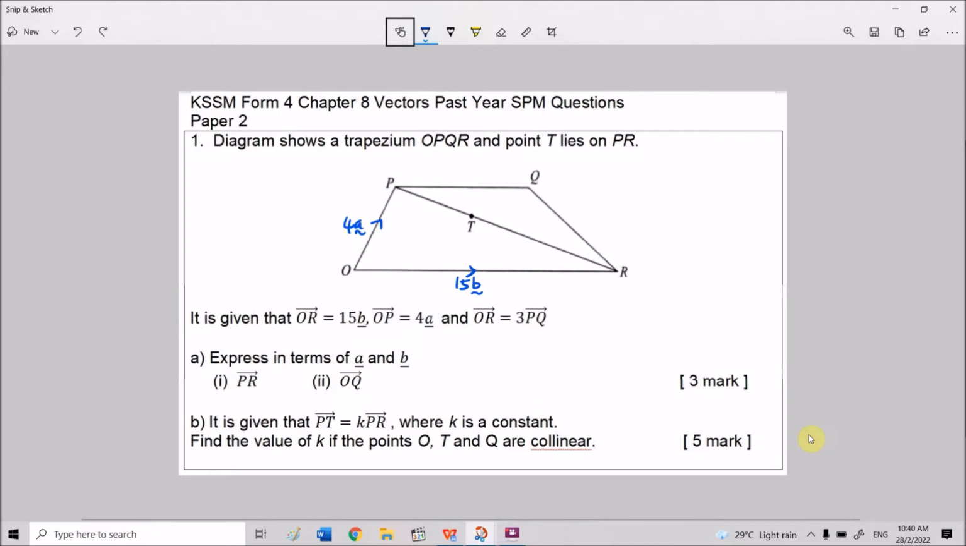So first, express in terms of vector A and vector B, vector PR and vector OQ. So this is the easiest one. Everyone should score these 3 marks. Okay, so we look at A1. How do we answer A1?